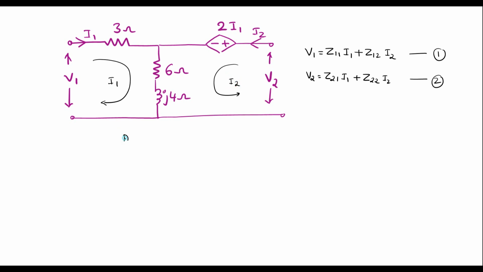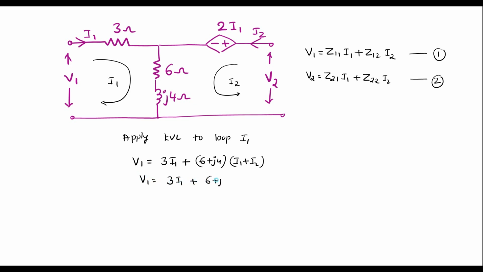Let me apply KVL to loop I1, so that I can write V1 is equal to 3I1 plus voltage across 6 plus J4. These two are in series, that is 6 plus J4. Both I1 and I2 flow in the same direction, that is I1 plus I2. Or I can write V1 is equal to 3I1 plus (6 plus J4) I1 plus (6 plus J4) I2. Upon simplifying, the real terms are 6 and 3, that is 9, so V1 is equal to (9 plus J4) I1 plus (6 plus J4) I2. Let me call it equation A.